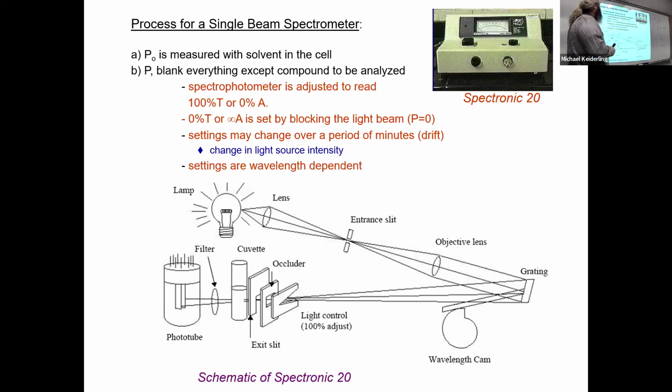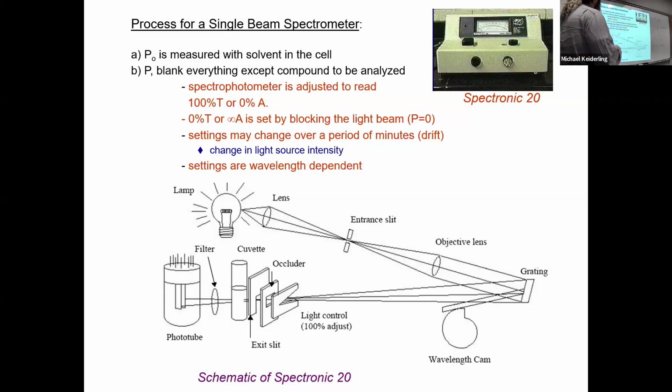And this is for a spectrophotometer, but you take a background. You use that to record what is zero, or P0, and then you observe with the actual cell. So this is with a spectrophotometer, where this is very manual. You could adjust it to read 100% transmission or 0% absorbance. And then 0% transmission and infinite absorbance is set by blocking the light beam.